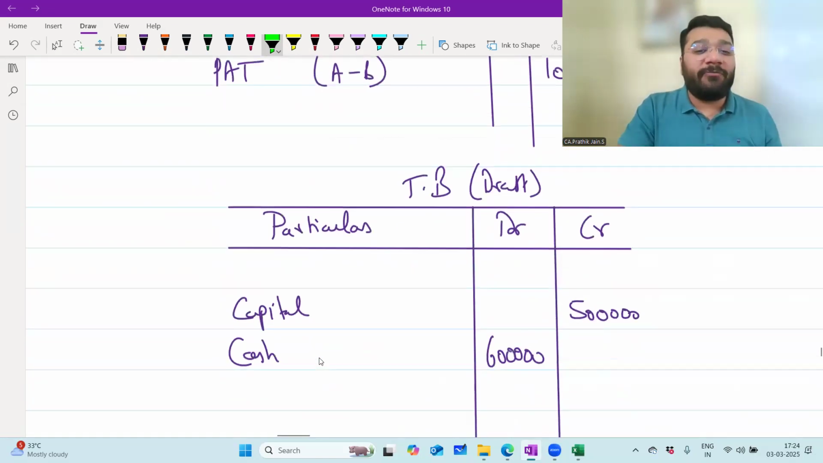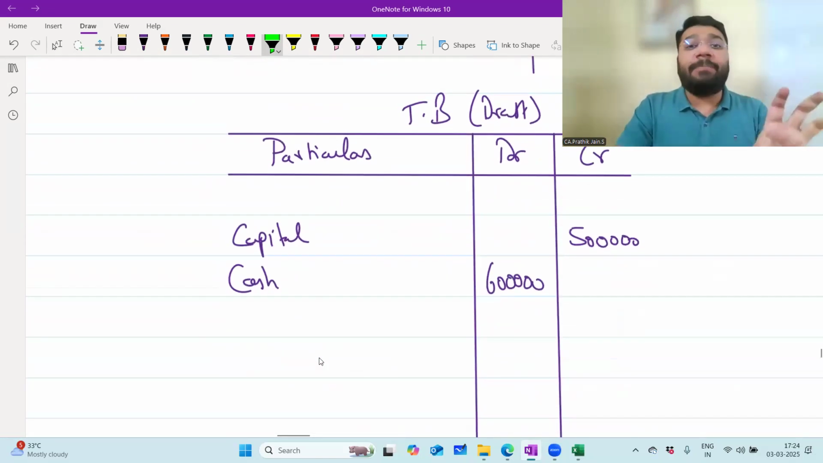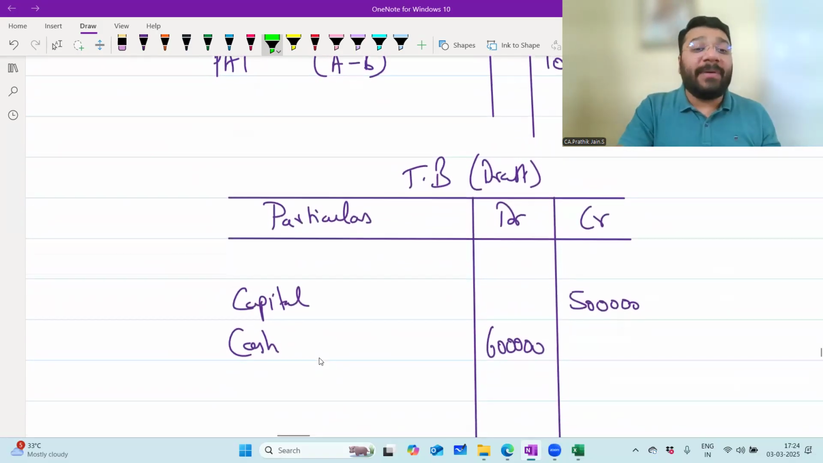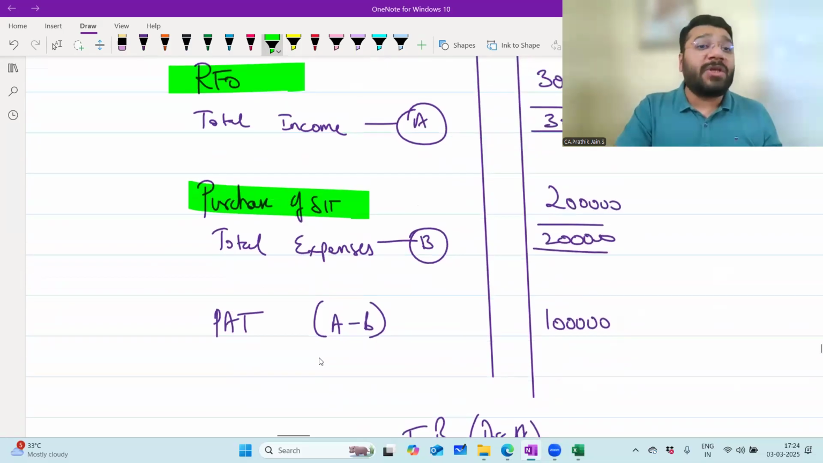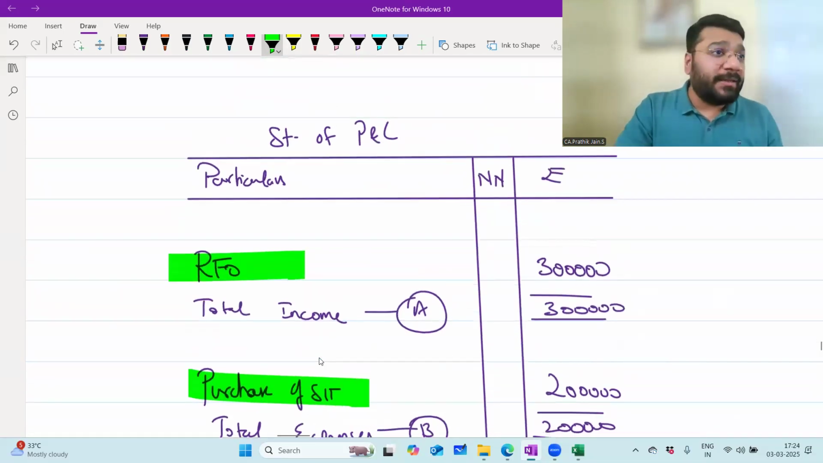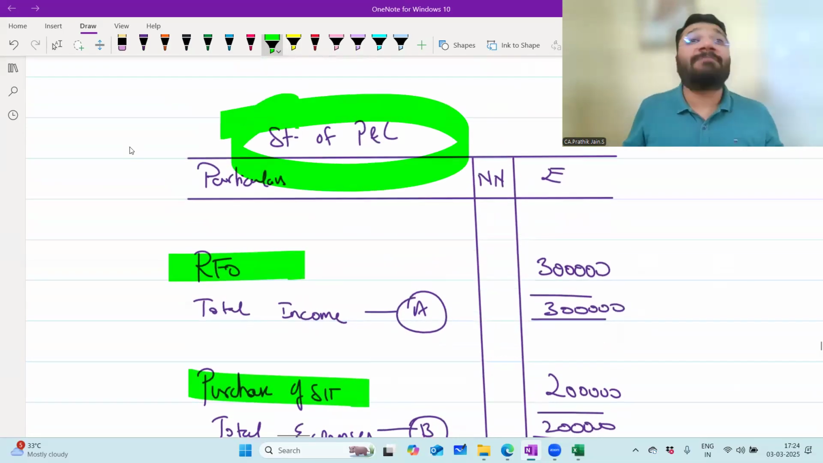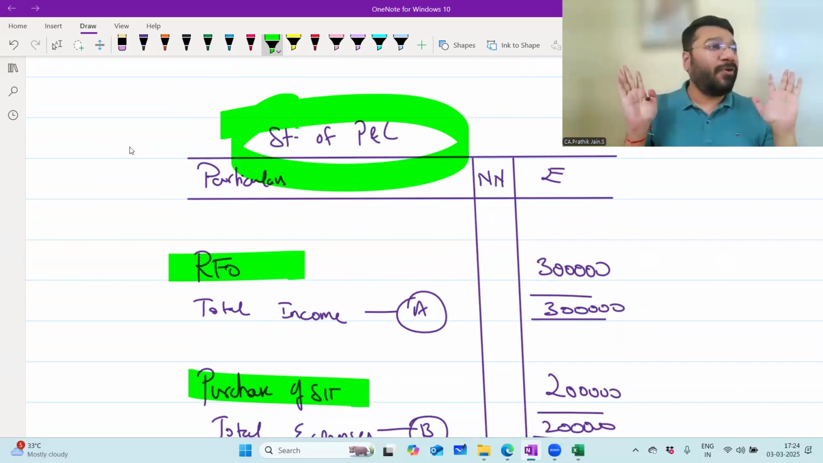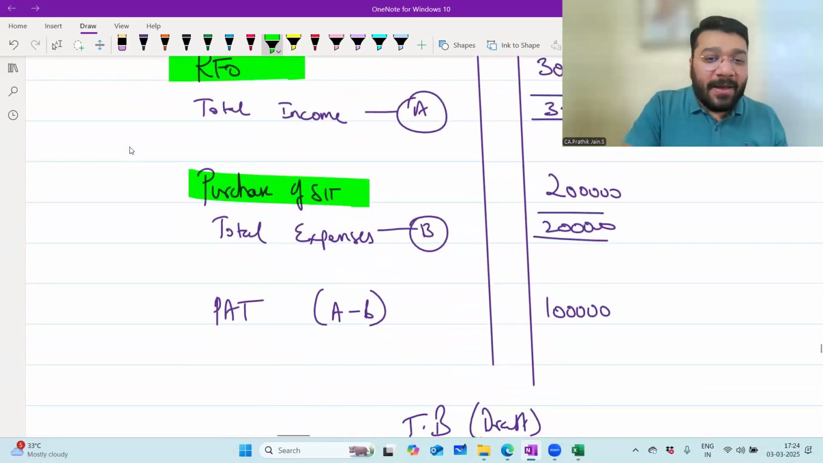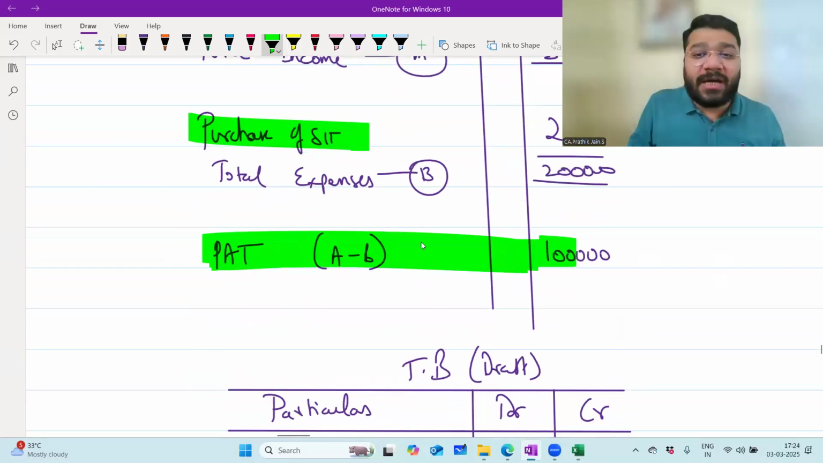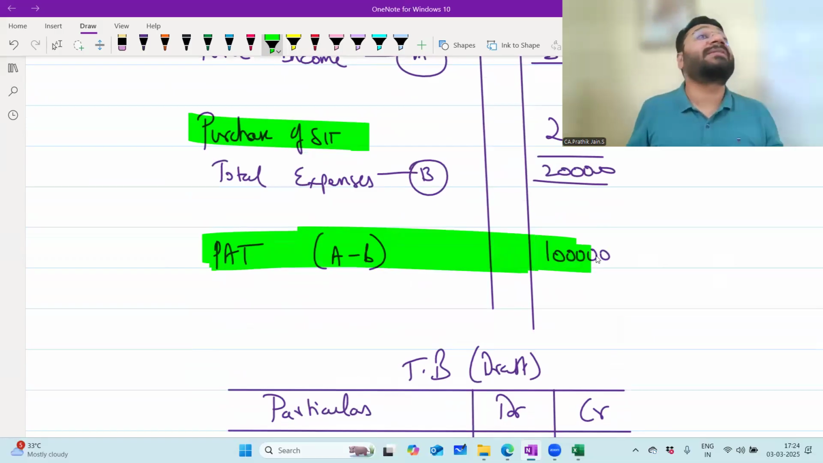Now, after the statement of P&L, if I prepare the trial balance drafted version, now apart from capital and cash, I'll have one more ledger balance called the profit and loss account balance. So statement of P&L as per company law, let it be a statement. For us, accountants, always this is a ledger. Now, this ledger is having a balance. How much is the balance of this ledger? 1 lakh. So, this is nothing but surplus.